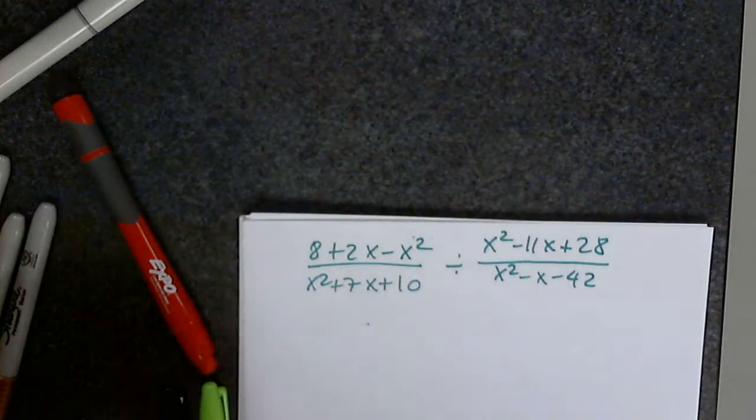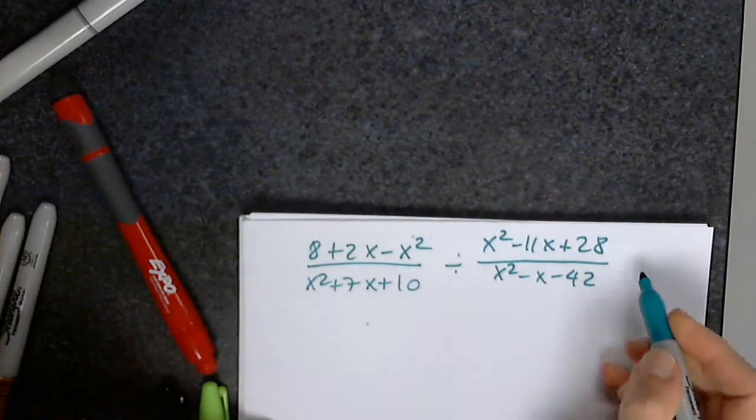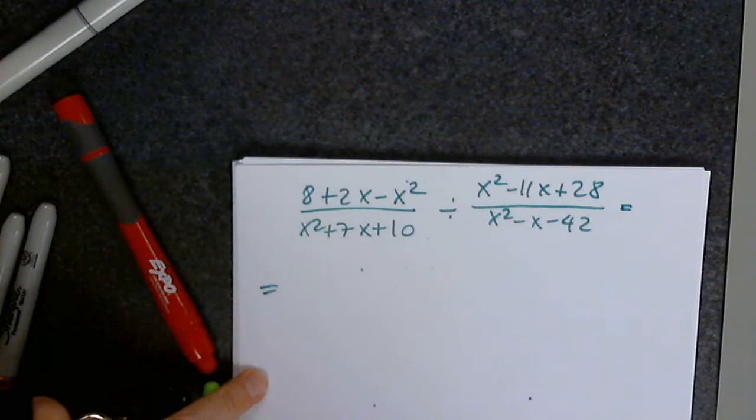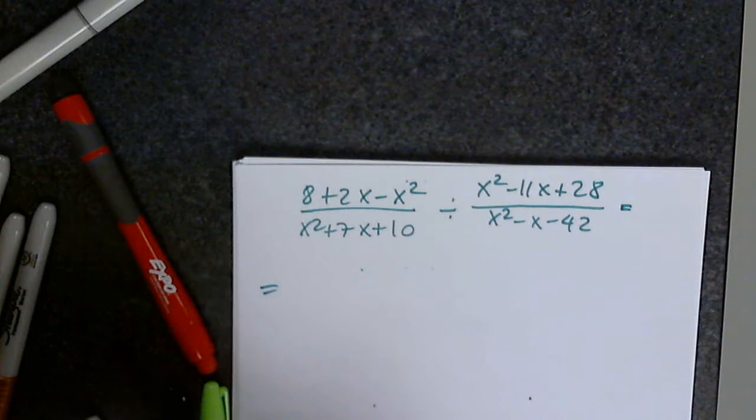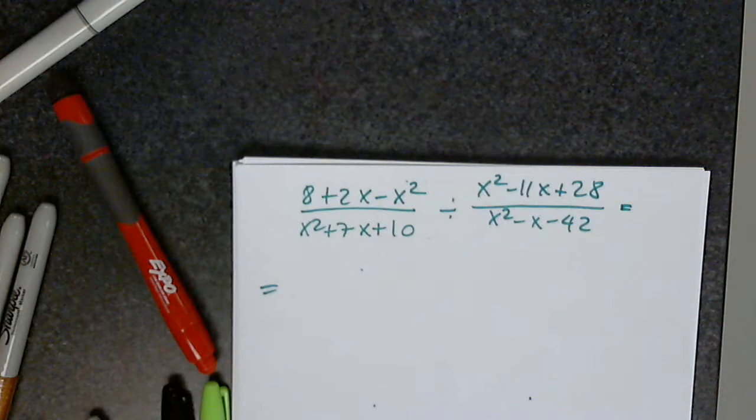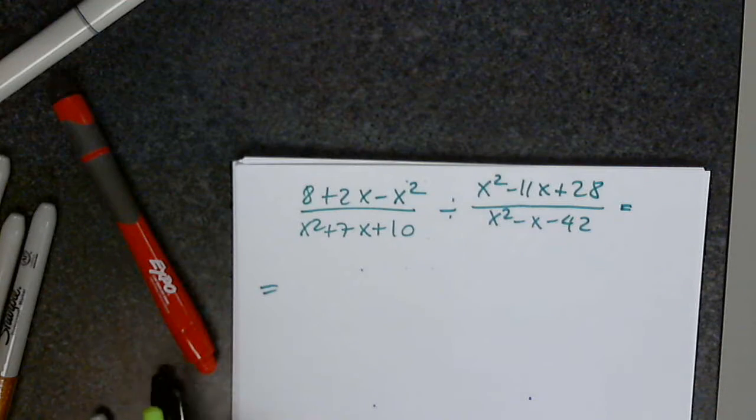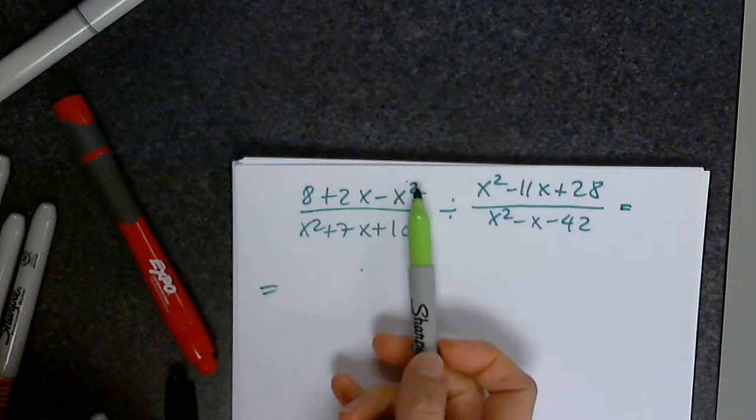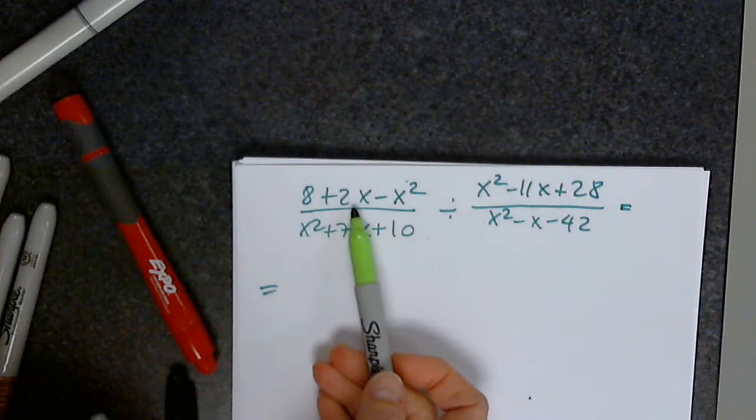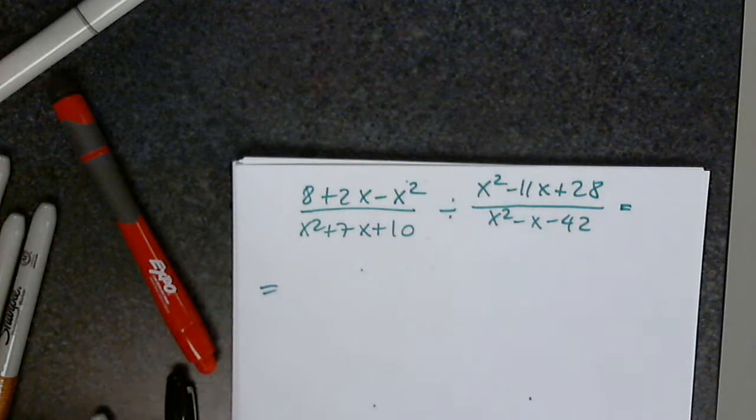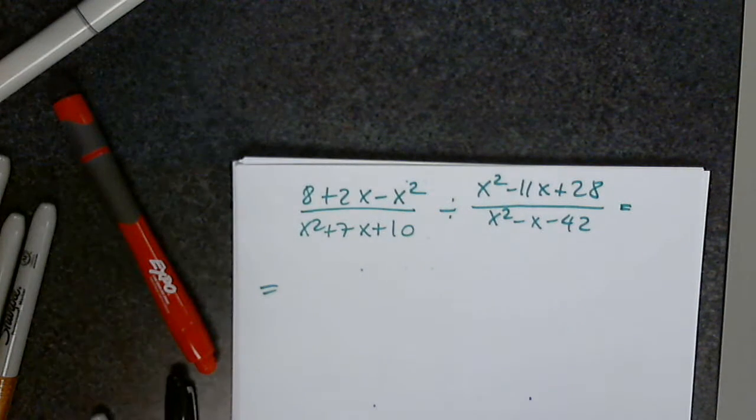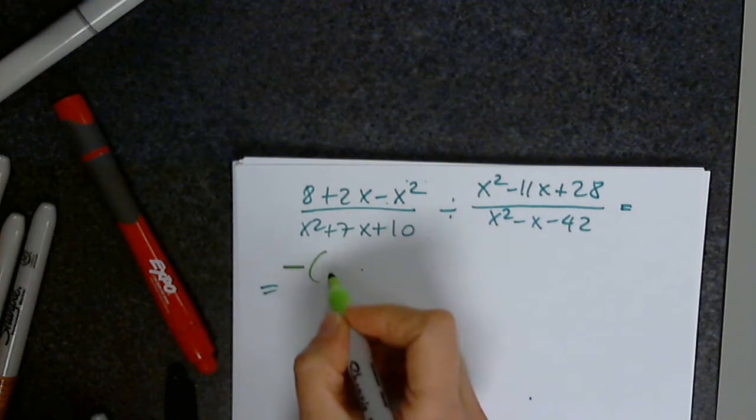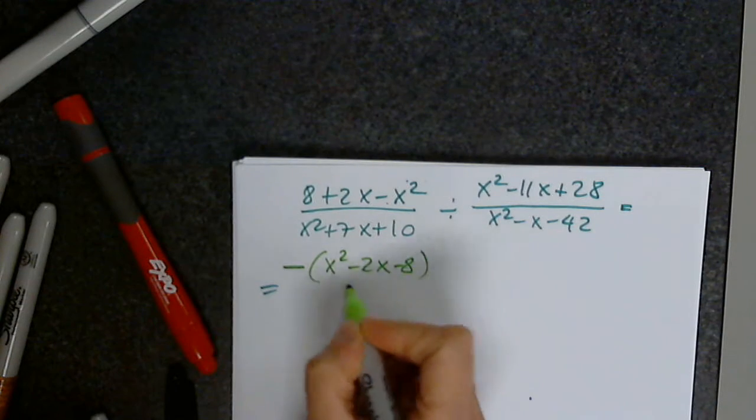We need more time on this? Can we talk about it? I don't like this, right? I like this and this and this, but not this, correct? Why? Because it's not in descending order and it has a negative leading coefficient. So I will factor a negative 1 and write x squared minus 2x minus 8 over.